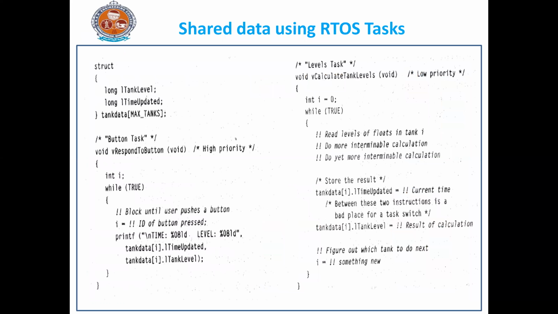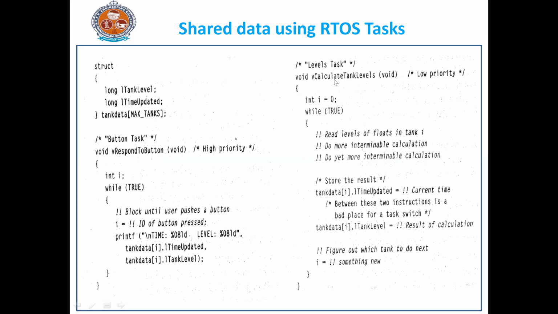Now we will see how the data is shared between the different RTOS tasks. This is the example that we have already seen in many of our sessions, the underground tank monitoring system. We have seen this example in the previous session also. This is the same example where we have two different tasks: one is the respond to button task and another one is the calculate tank levels task.